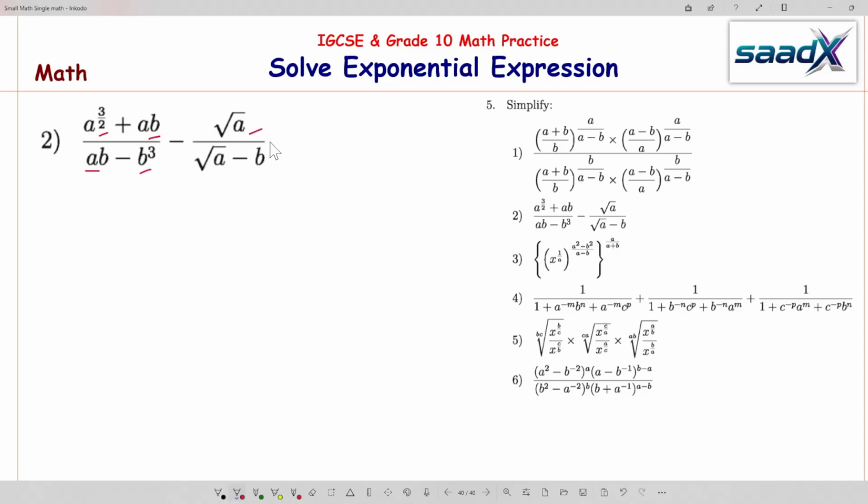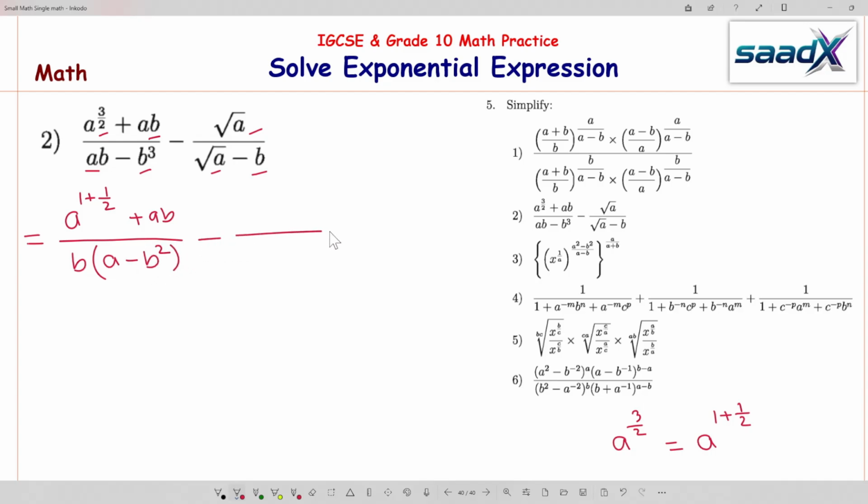Number 2: (a to the power 3 by 2 plus ab divided by ab minus b cube) minus root a divided by root a minus b. This math is a little bit complex, so we have to handle it carefully. First, a to the power 3 by 2 we can write as a to the power 1 plus 1 by 2, which is 3 by 2. And in the denominator we can take b common, so we get a minus b square, minus root a divided by root a minus b.